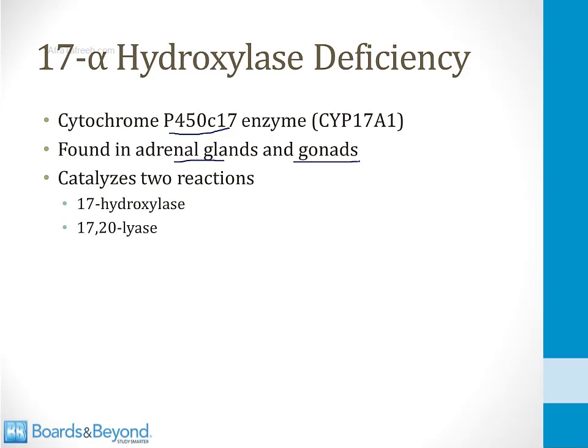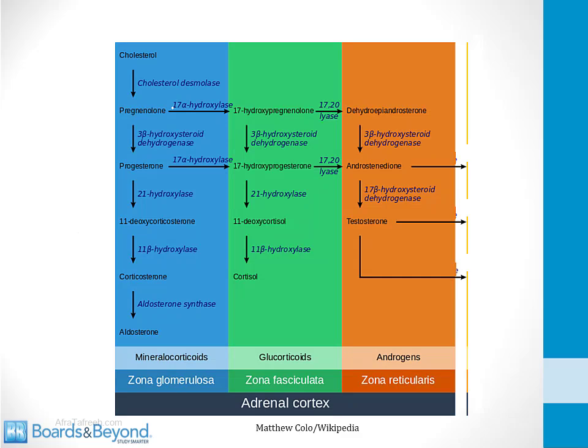What this means is that children born with a deficiency of 17-alpha hydroxylase will be unable to synthesize androgens in both the gonads and in the adrenal glands. The larger enzyme catalyzes two reactions. One is the 17-hydroxylase reaction, the other is the 17-20 lyase reaction. If we go back to this slide showing all the reactions in the adrenal cortex, the larger cytochrome P450 enzyme catalyzes this step, the 17-alpha hydroxylase step, and also this step, the 17-20 lyase step. All you need to know though is that when 17-alpha hydroxylase is deficient, this leads to underproduction of androgens in both the adrenal gland and in the gonads.